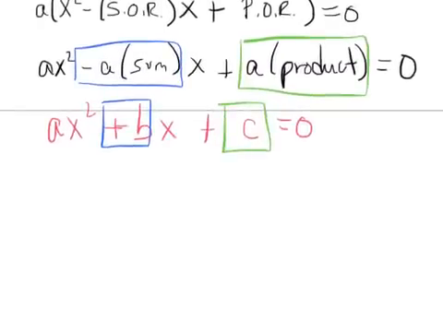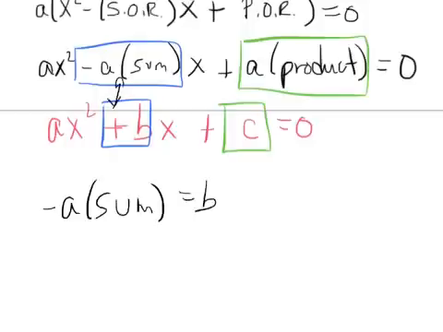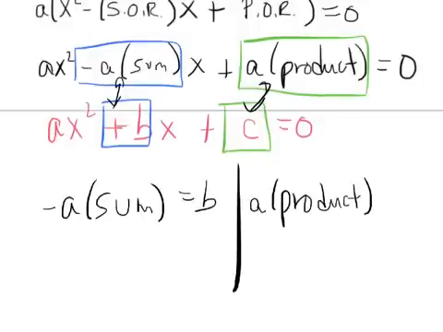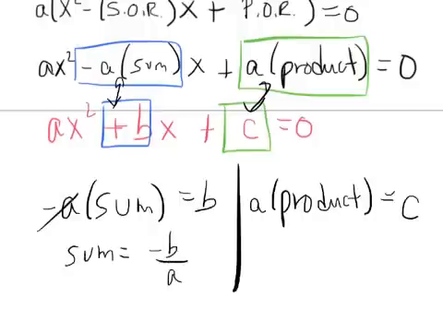Equating coefficients, we get negative a times the sum of the roots equals b. That's equating these two, they're equal. And these are equal also. In this part, we get a times the product of the roots is equal to the quantity c. Now, simply solve, and we have something that will help us here. The sum of the roots is equal to negative b over a. Again, I divide by negative a on both sides. Here, divide by a on both sides.